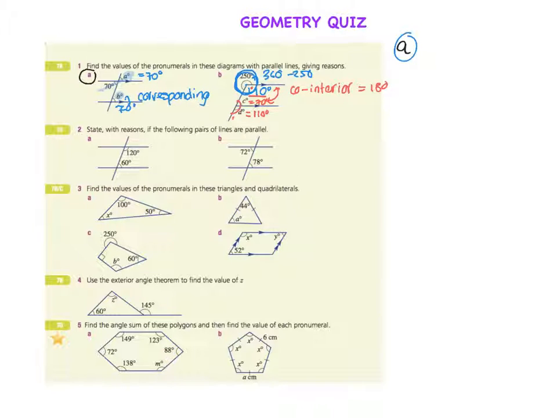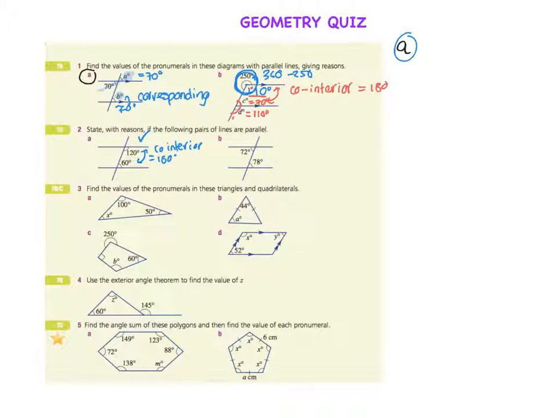All good? Right, let's do question 2. State with reason if the following pair of lines are parallel. So this first one, if they were parallel, they would be co-interior and they should add up to what? 180. Do they add up to 180? Yes, so that equals 180. So we would say yes, they're parallel.